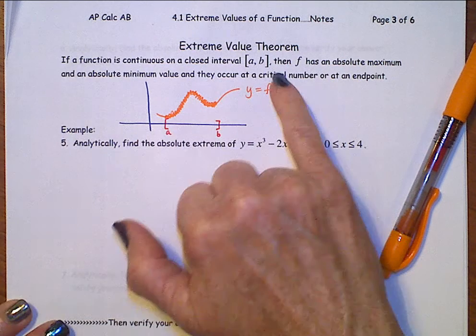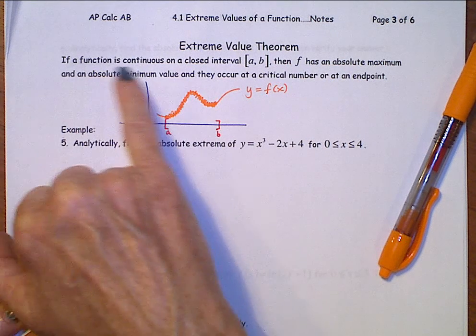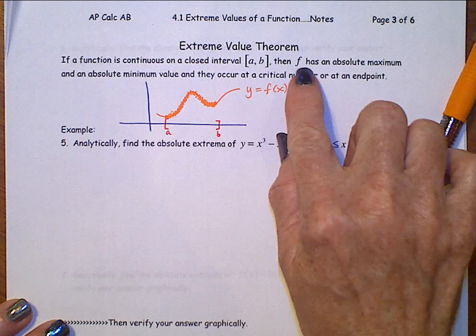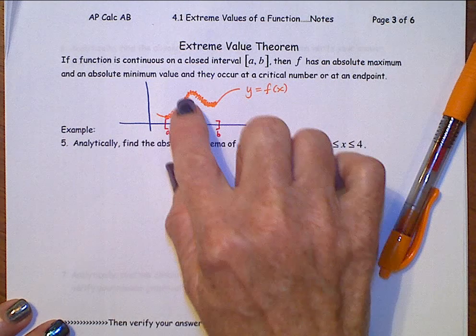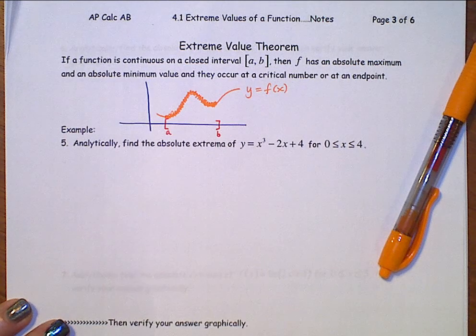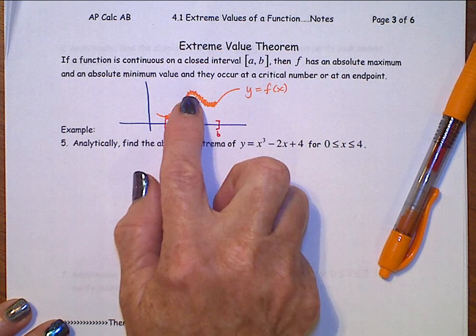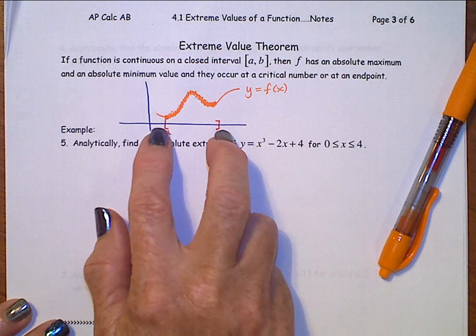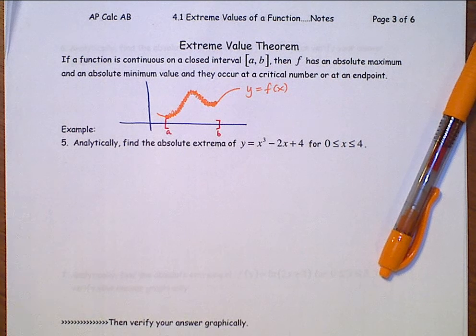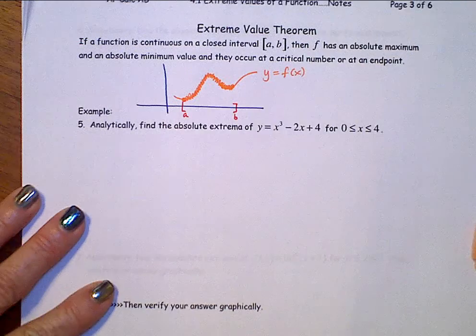So let's go through this again. If a function is continuous on a closed interval, then that function has an absolute maximum and an absolute minimum, and they occur at a critical number, there's one of them right there, or at an endpoint. Now you could have the absolute max and absolute min both be at a critical number or a relative extreme value, or you could have both of them be at endpoints. Doesn't make a difference.